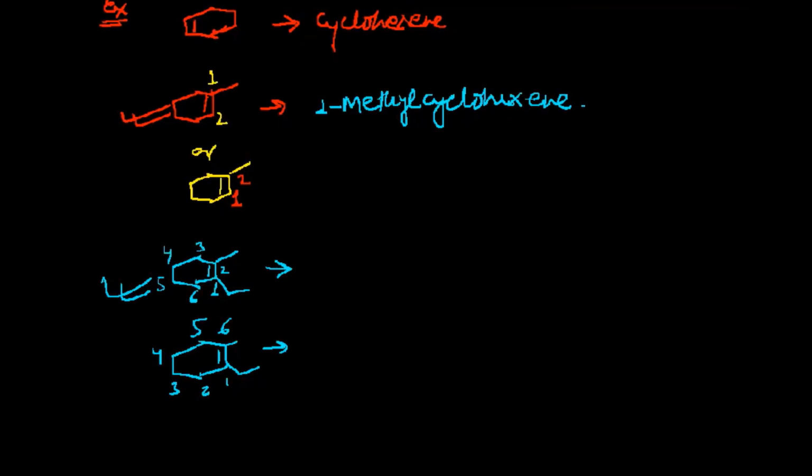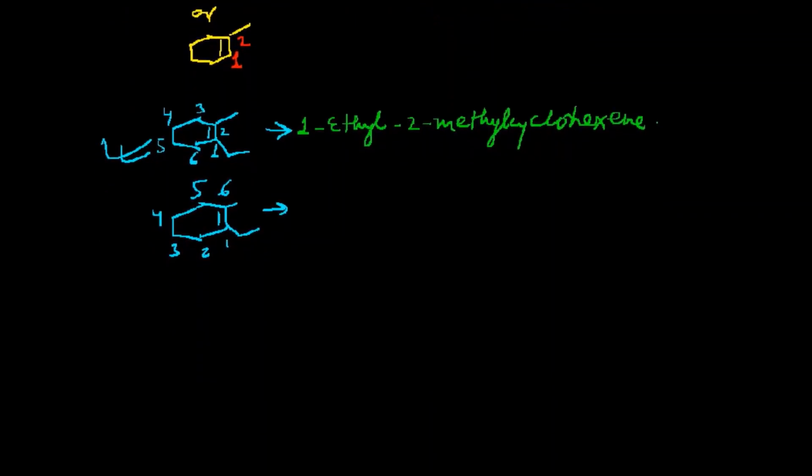Once we have numbered it, the next part is its naming or nomenclature. So we can write 1-ethyl-2-methylcyclohexene. This way we can give nomenclature to this class of compound. Now we can move ahead with some more examples.